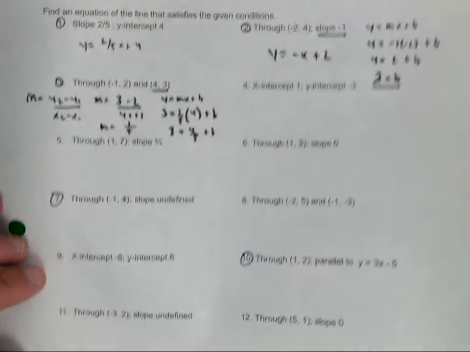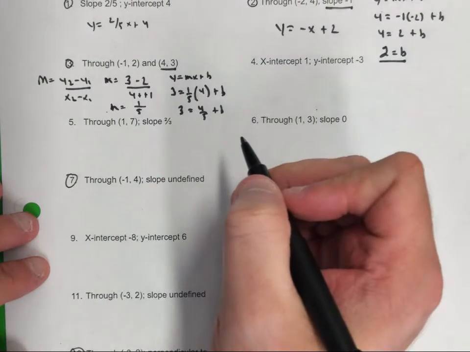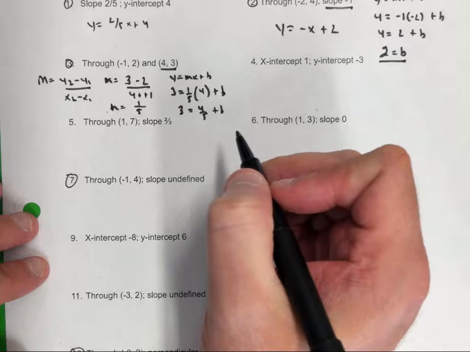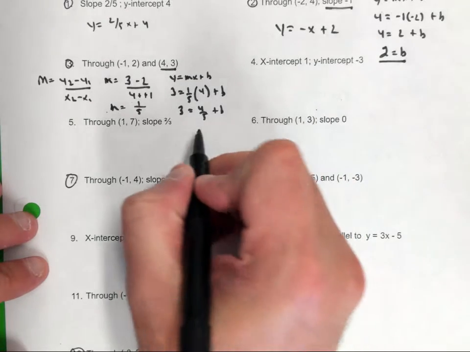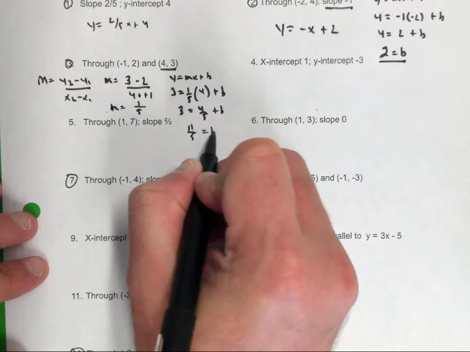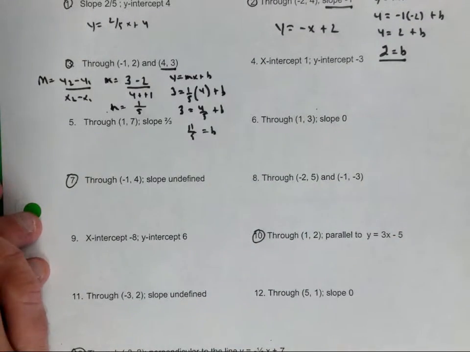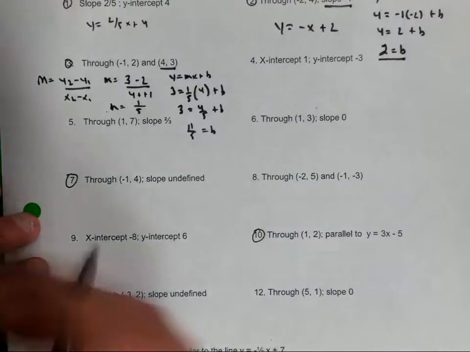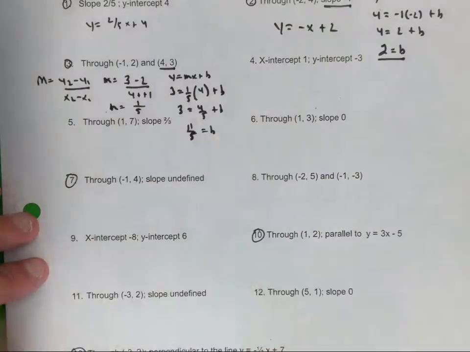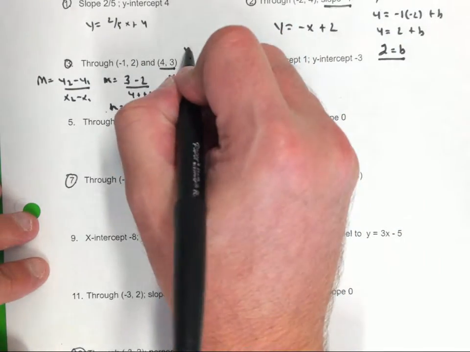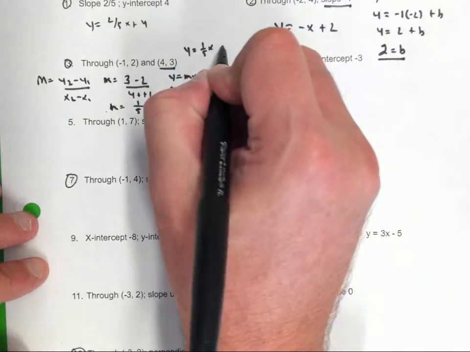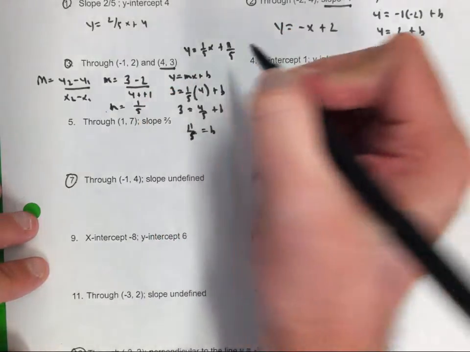Well, that's a strange one, isn't it? Now I'm going to subtract 4/5. Do you get 11/5? Somebody put that in the calculator. You can get fractions and mixed numbers. Yeah, that's right. That's what I got. 11/5. Alright, so my equation is y equals 1/5 x plus 11 over 5.